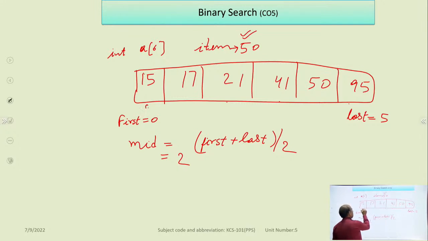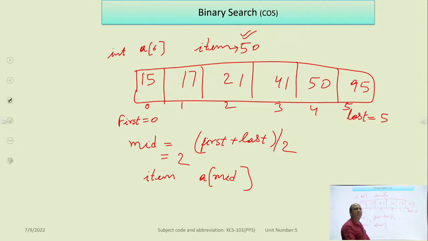The indexes are index 0, index 1, index 2, index 3, index 4, index 5. So we find that the mid index is 2. We will compare the item with A of mid index, to check whether the item is present at the mid index or not. If it is found, we will say that the search is successful, item found at that particular position.